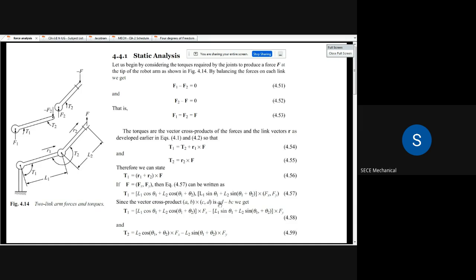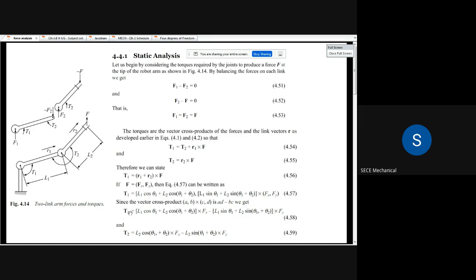So considering these parameters, A into D minus B into C, that is A into D and minus B into C, right? So on this consideration, the value of T1 is equal to L1 cos theta 1 plus L2 cos theta 1 plus theta 2 into Fx. Similarly L1 sin theta 1, the respective sine form, that is L1 sin theta 1 plus L2 sin theta 1 plus theta 2 into Fy. So Fy is the respective vertical component, and we take these two components for the vector cross product.